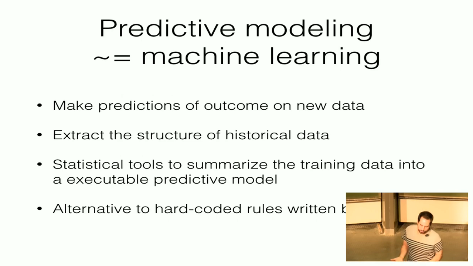The mathematical tools that we use for that are traditional statistical tools, and they basically try to summarize the structure of the training data and make that summary executable somehow as a predictive model. So you can see that machine learning is an alternative to hard-coded rules written by experts that know about the phenomenon. If you don't know the underlying rule that generated the data, you can try to guess it using a statistical tool. Sometimes this conflicts with hard-coded rules written by experts. But in many cases, we use machine learning in situations where we cannot write those rules because we don't know them, or we cannot ask experts to make recommendations very quickly, for instance.